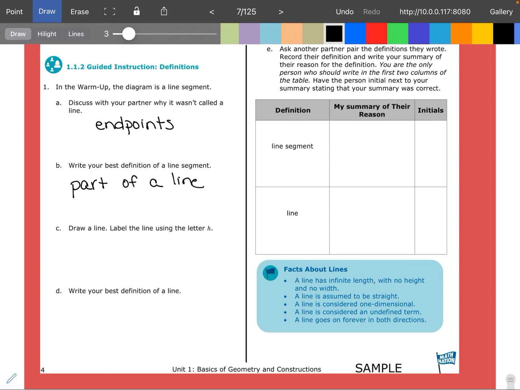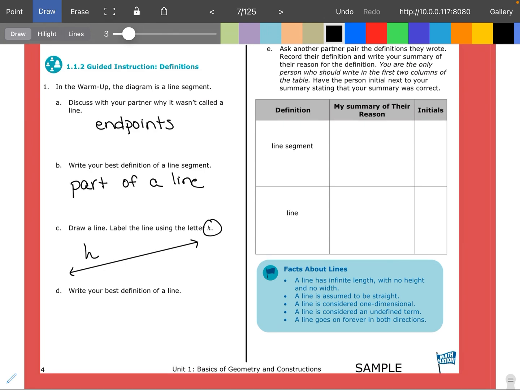If you were to draw a line, we would then label it H. To draw a line, it doesn't matter if you draw it horizontally, vertically, or I'm going to draw it diagonally, we would need to put arrowheads on each end. The reason we do that is because that line goes on forever and ever in both directions. So we will designate the name of this as H. I can put that anywhere on there.